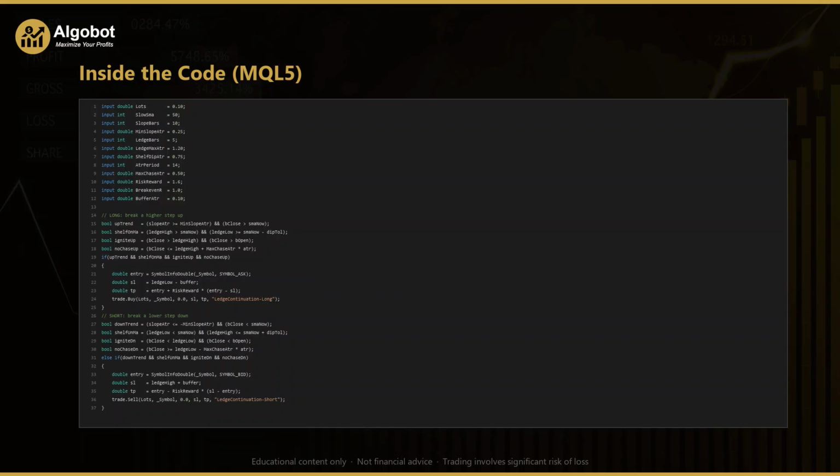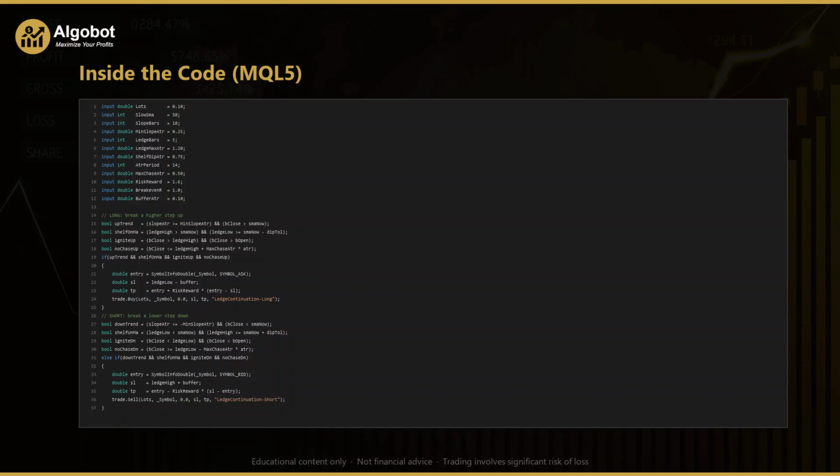LedgeBars and LedgeMaxAtr describe the shelf width and how tight it must be, and ShelfDipAtr controls how far the shelf may sit from the baseline. MaxChaseAtr is the no-chase filter. Risk-reward sets the target as a multiple of risk. Break-even R controls when the stop moves to entry, and BufferAtr is the small cushion past the shelf.